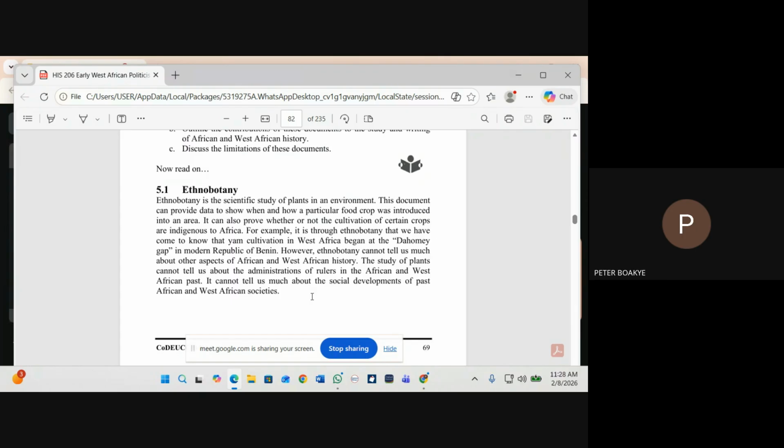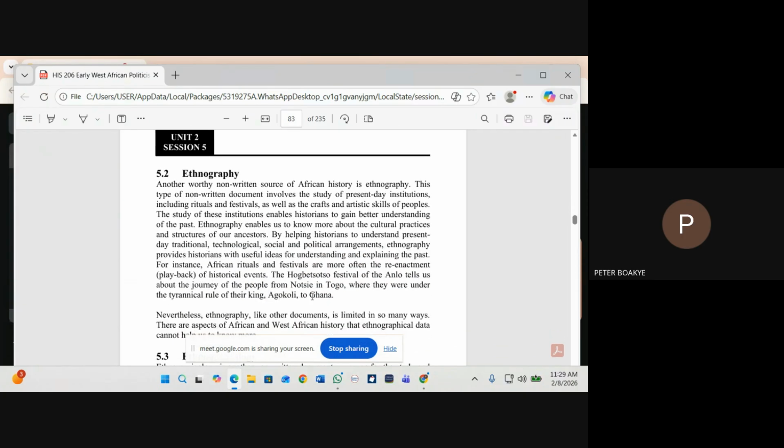These documents provide data to show when and how a particular food crop was introduced into an area. Botany can also prove whether or not cultivation of certain crops is indigenous to Africans. It is through ethnobotany that we have come to know that yam cultivation in West Africa started at the Dahomey Gap in the modern Republic of Benin. Ethnobotany cannot tell us much about other aspects of African history, though. The study of plants cannot tell us about the administration of rulers and all that, but they supplement our knowledge.